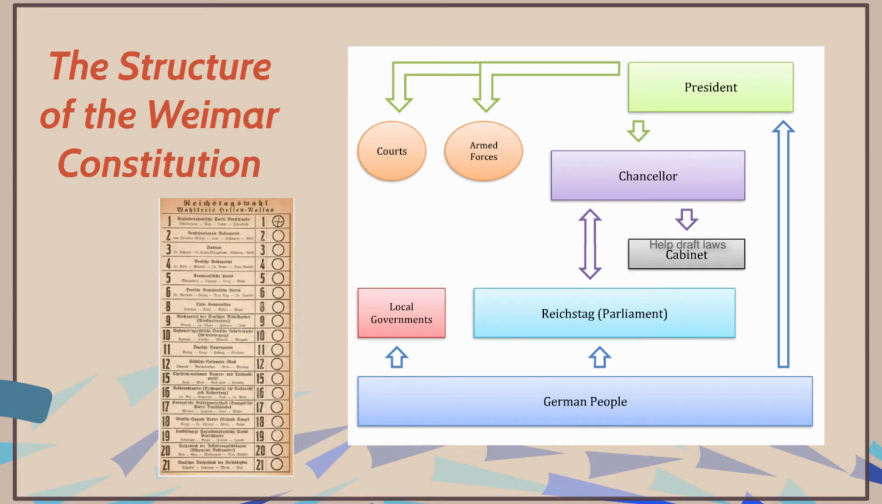For example, the Minister of Health's specialist subject would be health, and they would know that subject very well in order to be able to propose laws related to health. However, the Chancellor and his cabinet couldn't pass a law unless they had the support of the majority of the Reichstag. So the Reichstag was quite important. This is an important diagram for you to note because it allows us to start pinpointing some of the strengths and weaknesses of the Weimar Constitution.